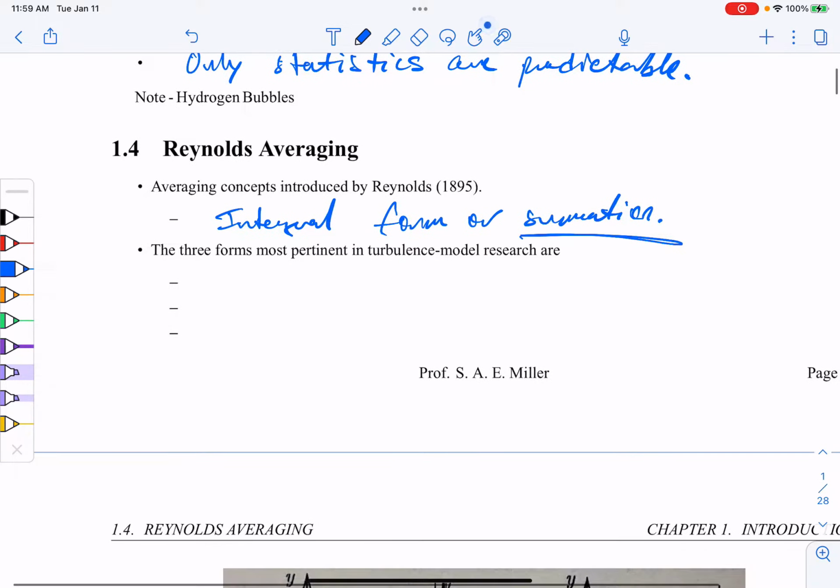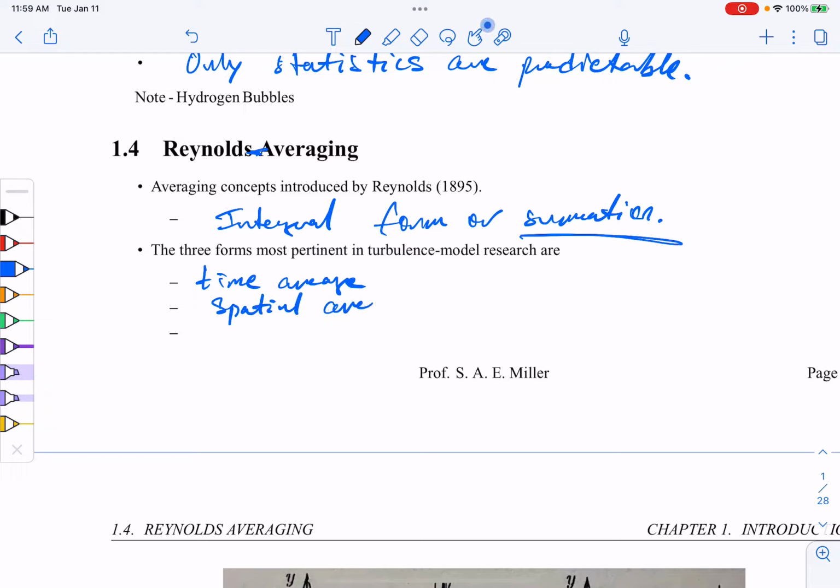And there's basically three types of averaging. I do prefer little hyphens there. And of course, there's the time average. There's a spatial average. And if you want properties of both of those, you would have what? An ensemble average.